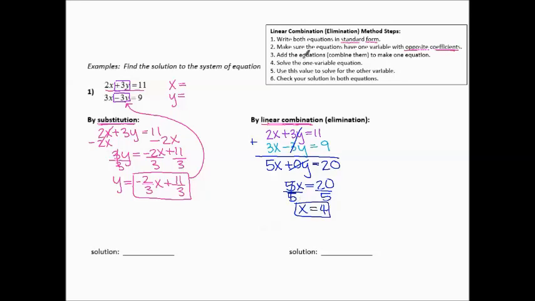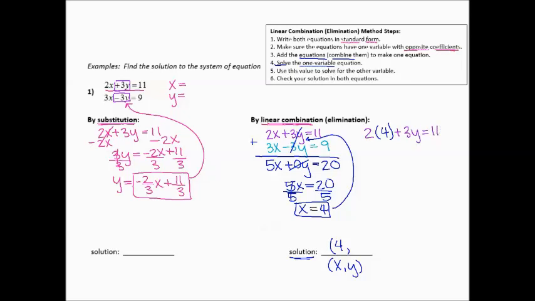So I've added the equations, I combined them to make one equation, and I solved the one variable equation. I got x equals 4. Now if we remember, our solution needs to be in the form x, y. I don't have that just yet. I have the x. I need the y. So now I'm going to go back just like I did in substitution and plug it into my equation. So here I have 2, instead of x, I'm going to put my 4 plus 3y is equal to 11.